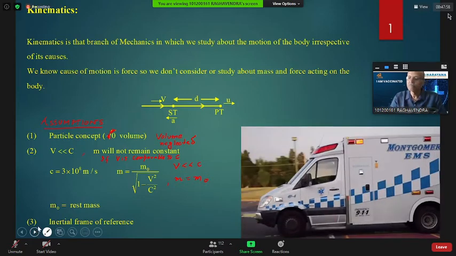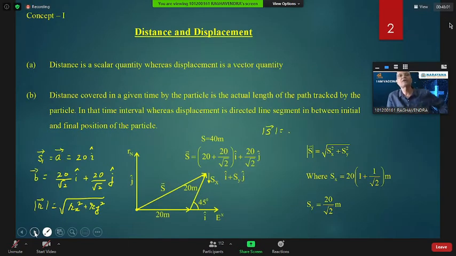Slide number 2 is in front of you. First, we'll have to learn about the parameters which we are using in kinematics. First, distance and displacement. First physical quantity is coming. You'll have to learn. Already you know from childhood, distance is a scalar quantity, whereas displacement is a vector quantity. No need to explain now?